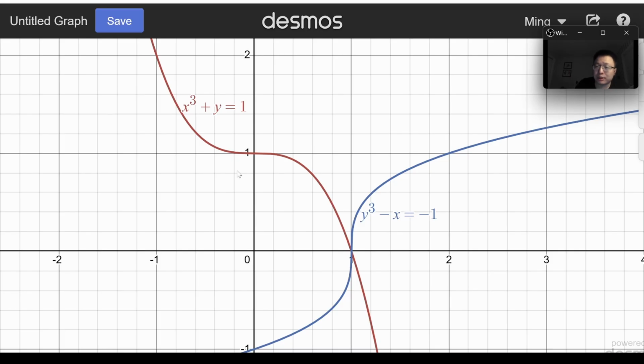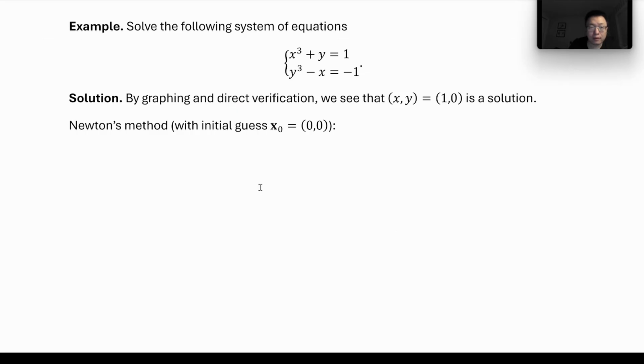We choose this simple example because it has an exact solution, and we'll compare the performance of Newton's method with that exact solution. So now let's apply Newton's method with initial guess x0 equals (0, 0). I just randomly picked the initial condition. Feel free to use other initial guesses to practice your understanding.